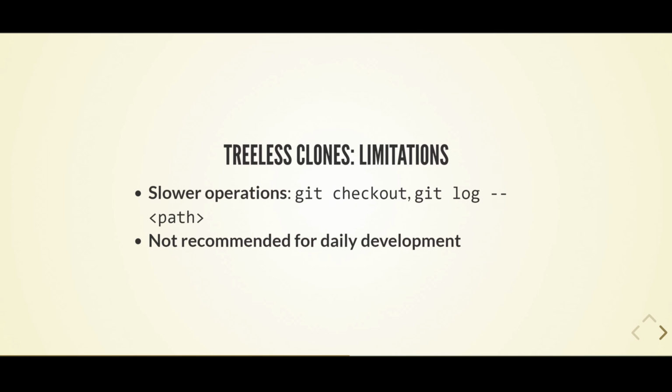Despite their speed, treeless clones have limitations, such as slower operations for commands like git checkout and git log with a path. They are not recommended for daily development due to these drawbacks.